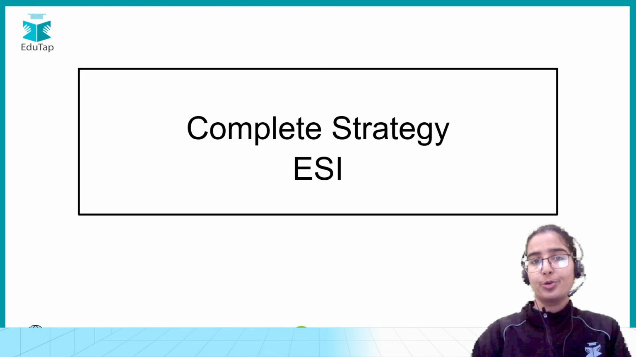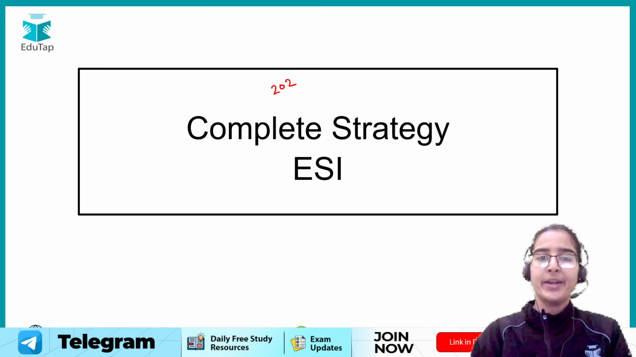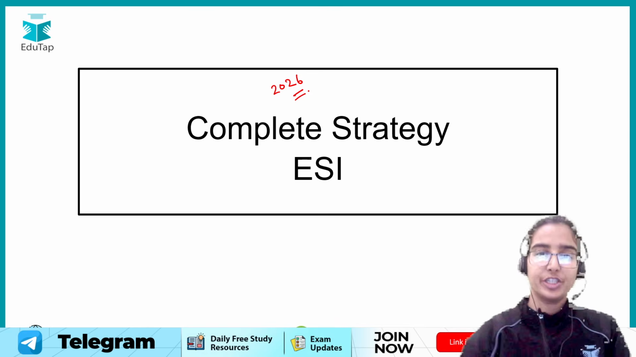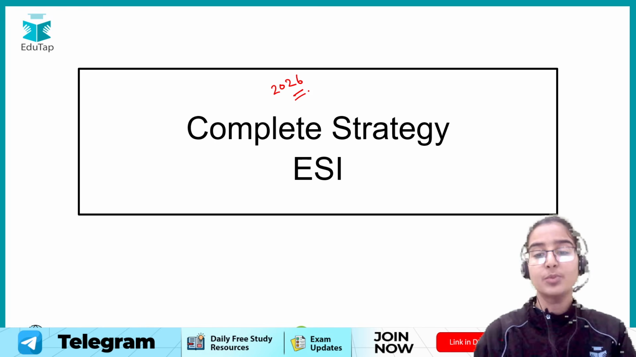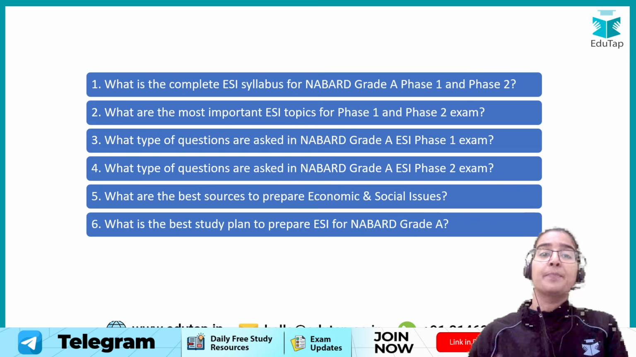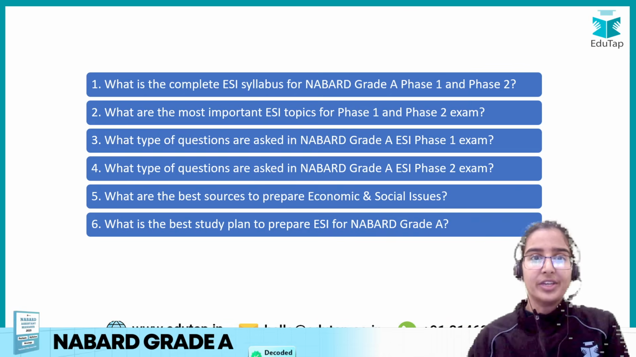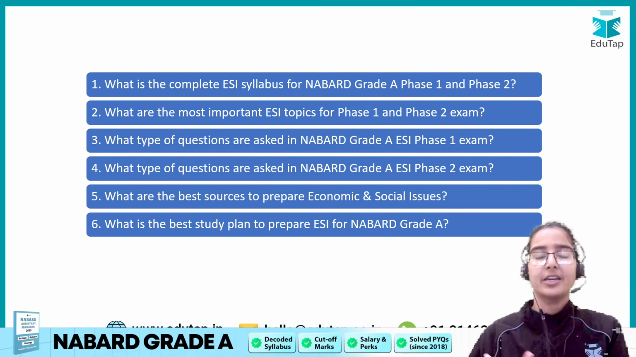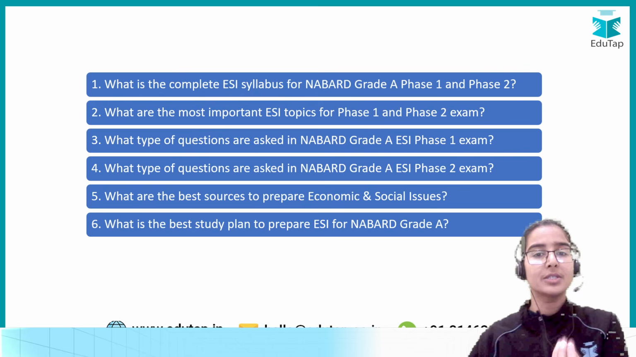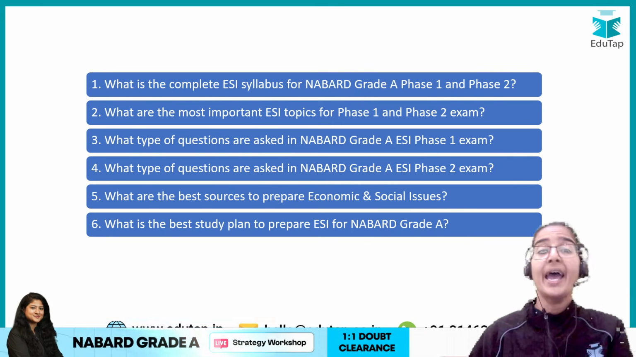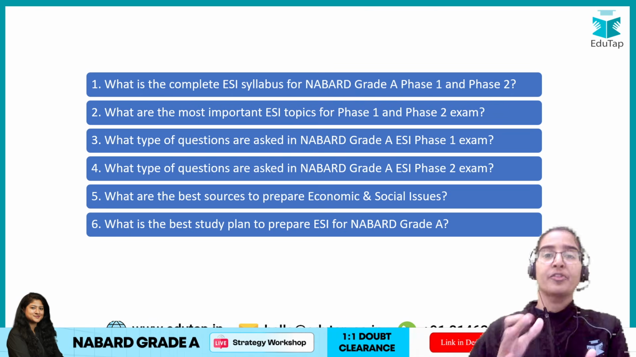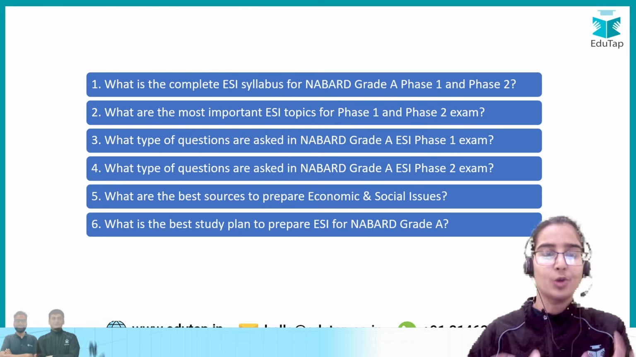So students, in our last video, we discussed the complete strategy for agriculture and rural development. And now, those of you who are preparing for the NABARD 2026 exam, it is equally important to know the complete strategy of ESI. In this particular video, we are going to see what the syllabus of ESI is, what the most important topics of ESI are, what kind of questions are asked here, how you have to prioritize the things that you are studying, what the best sources you can use to prepare for ESI are, and what should be your study plan to prepare for ESI for the NABARD 2026 examination. So on that note, let us begin.